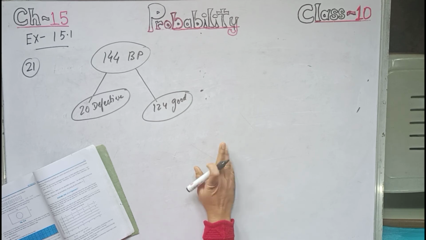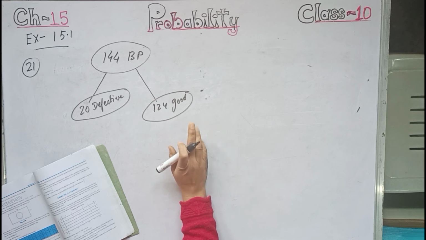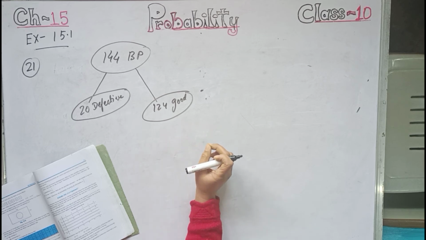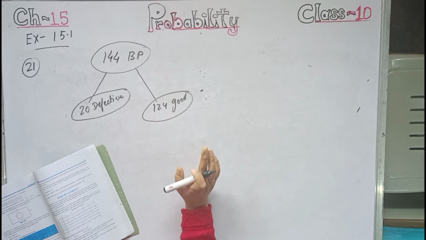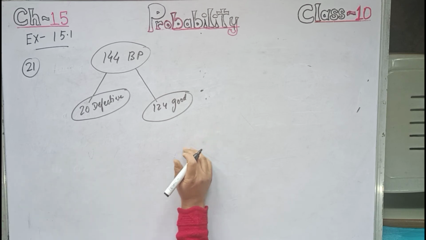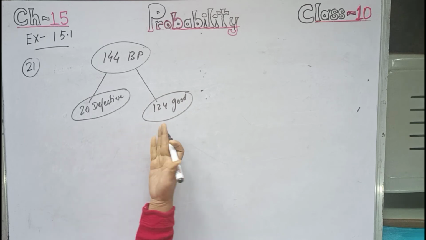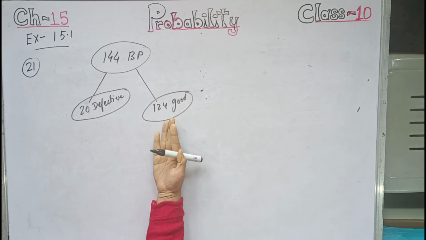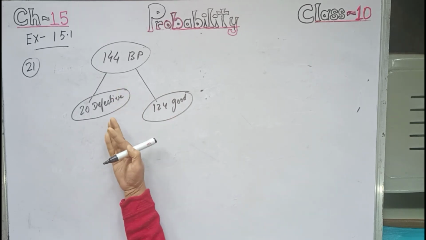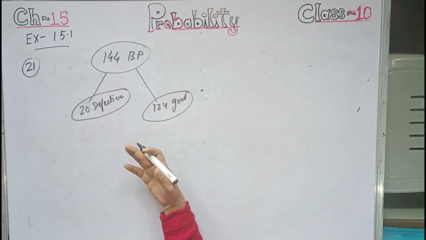Nuri will buy a pen if it is good, but will not buy if it is defective. The shopkeeper draws one pen at random and gives it to her. What is the probability that she will buy it, she will not buy it? So very easy. So directly you can write number 1, she will buy it is 124 by 144. She will not buy is 20 by 144. So you frame the sentence on your own.